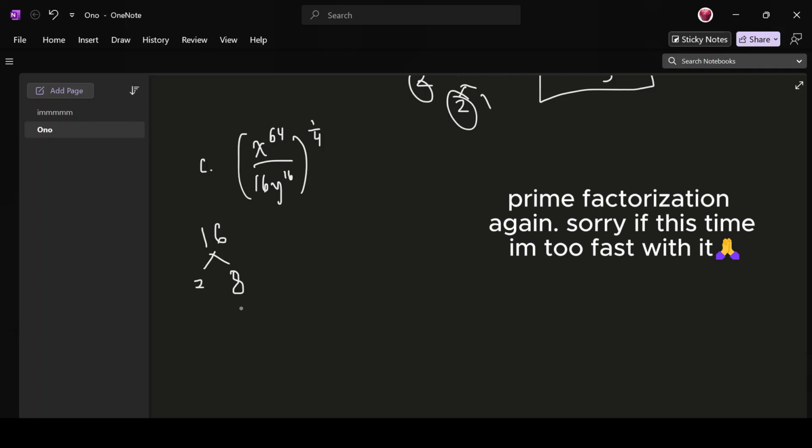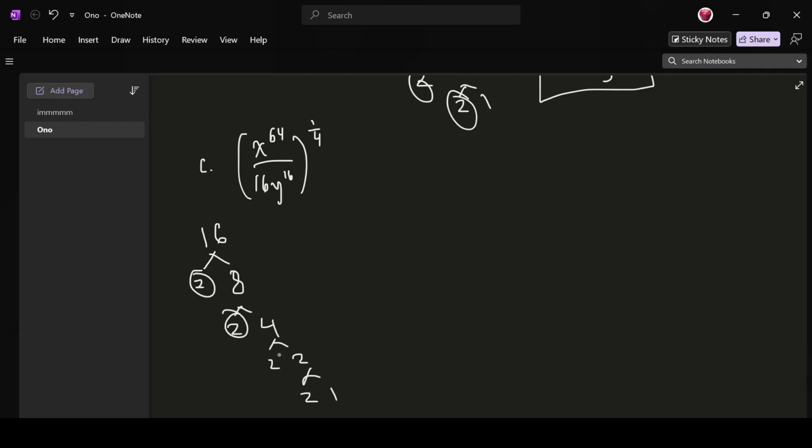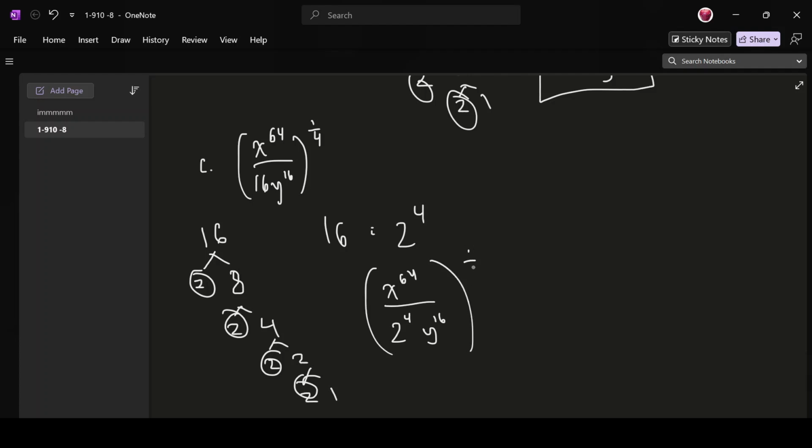16 divided by 2, you get 8. You can divide that by 2 again. You can divide this by 2, and you can divide this by 2. How many 2's are there? 1, 2, 3, 4. So 16 is equal to 2 to the power of 4. Now let's just put that in. x to the power of 64 over 2 to the power of 4 y to the power of 16, all to the power of 1 over 4.